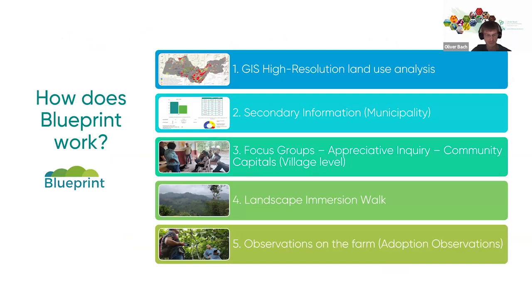We also formalized what we call a landscape immersion walk, where we work with community or producer association leaders and confirm what we have seen on the satellite image and discuss what's going on, the causes, etc., and adoption observations towards agronomic practices, sustainable practices, resilient practices.